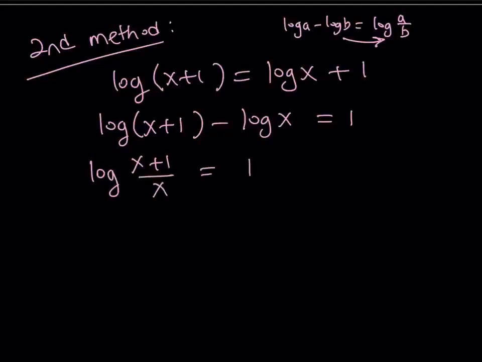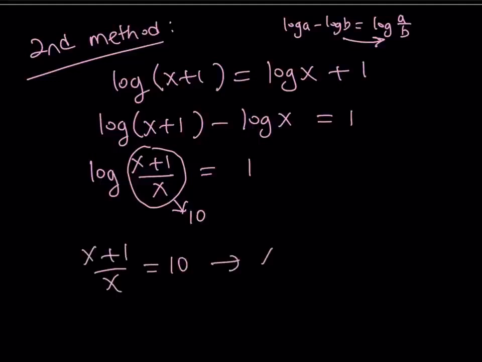Now, you have to think about this for a minute. Either use the definition or think about it: log of which number is 1? Well, it needs to be the same base, so it is 10, right? Log 10 equals 1, and we used it in the first method, remember? So this thing must equal 10. And from here, we get x plus 1 over x equals 10. By cross multiplication, we get x plus 1 is equal to 10x. And guess what? We get 9x equals 1 again, and x equals 1/9 again.